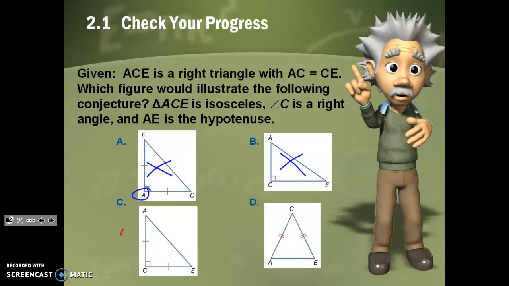So now we're just down to D or C. And again, going back, angle C is a right angle. Well, D doesn't even have a right angle in it. So therefore, our answer, we don't even need that last clue that AE is a hypotenuse, which does agree with this. AE is the hypotenuse of this right triangle, so that agrees. So therefore, that's our correct answer.